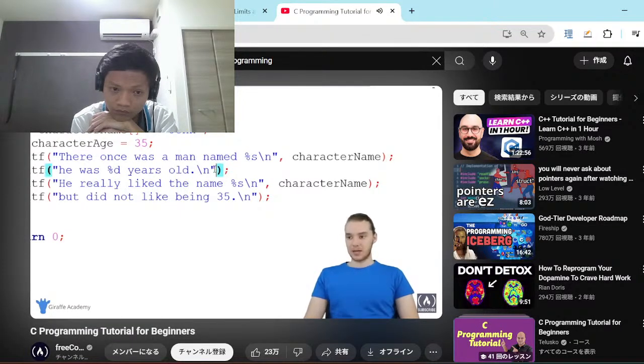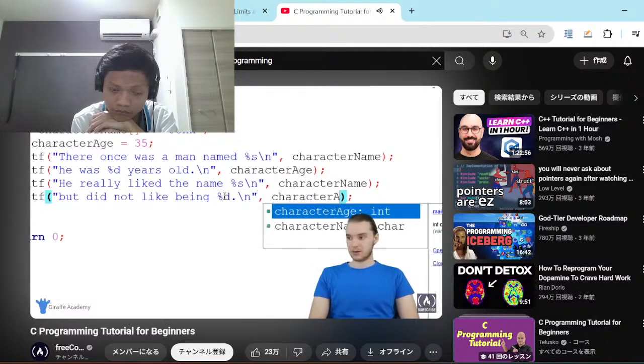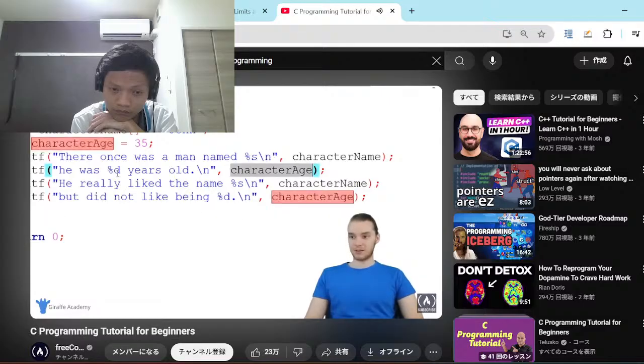So I'm saying he was %d years old. Over here I'm going to make a comma, and I'm just going to type out the name of the variable that I want to be placed inside of here. So it's going to be character age, and we're going to do this one more time down here. I'm going to type %d and character age. So essentially what I'm doing is printing out the value that's inside of character age where I specify this placeholder.